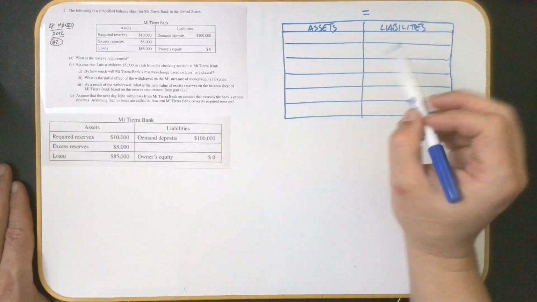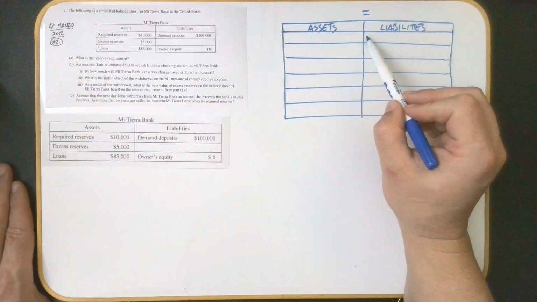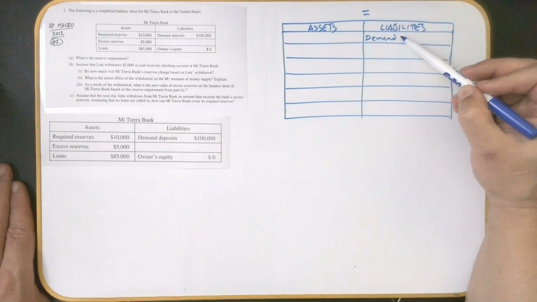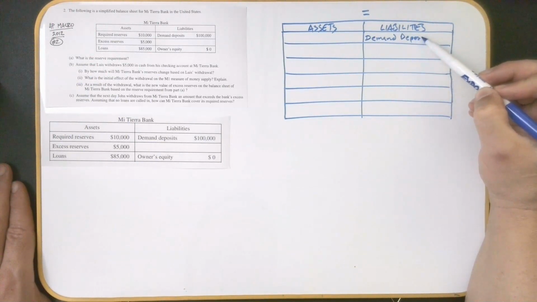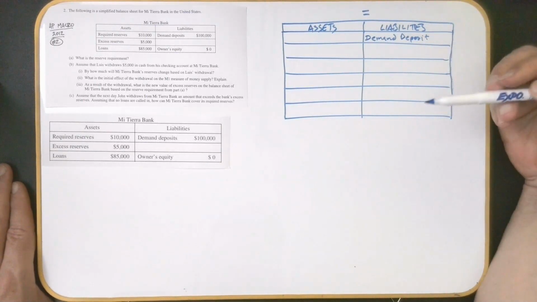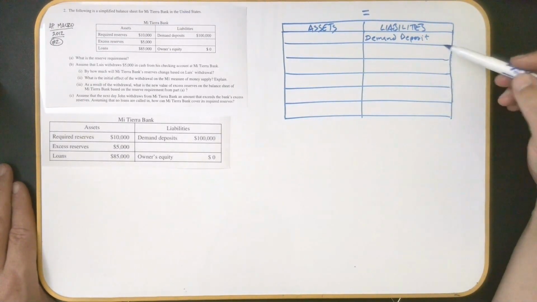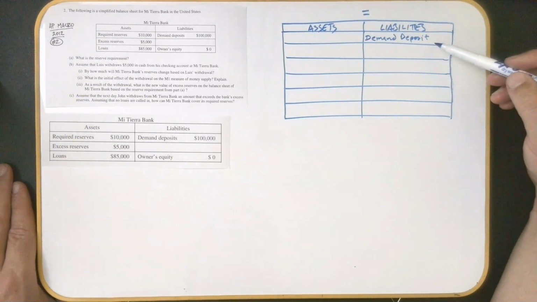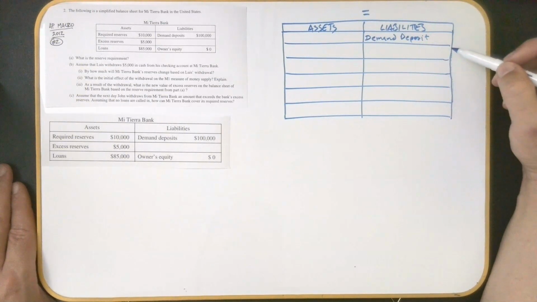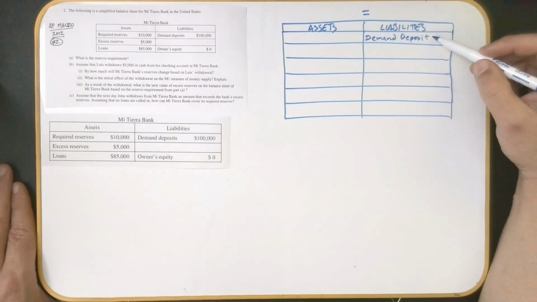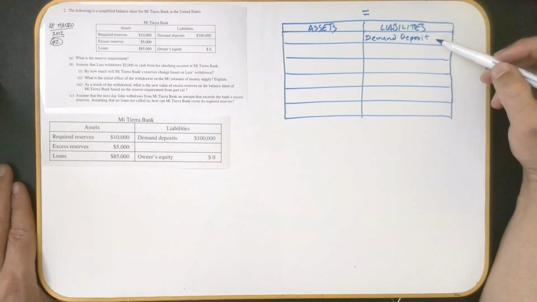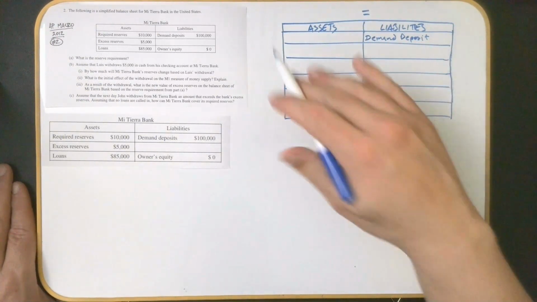One of the things they're always going to have on there is what is called the demand deposits. A demand deposit just means, of all of your customers at the bank, how much money can be demanded from your bank at any one time. Basically, all of your customers' deposits added up, that's your demand deposit. This is the total of all the customers' money that is in your bank.